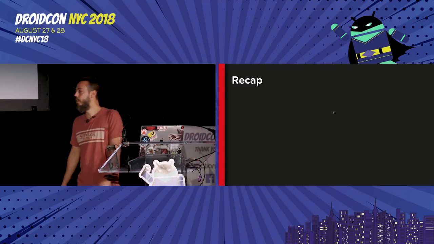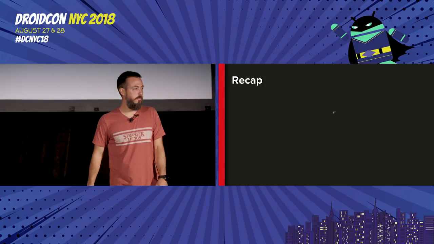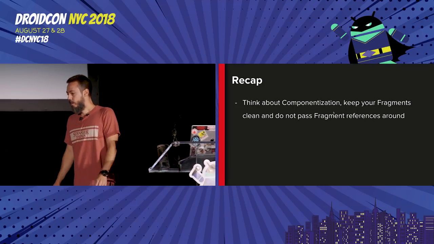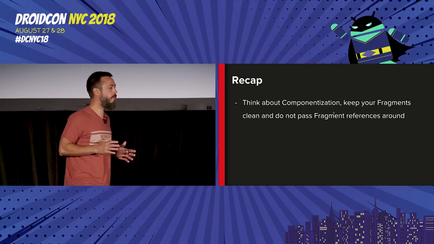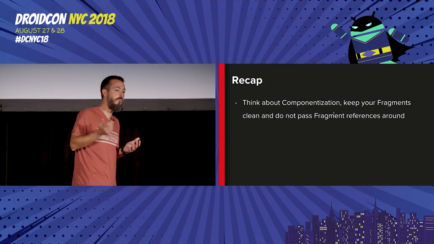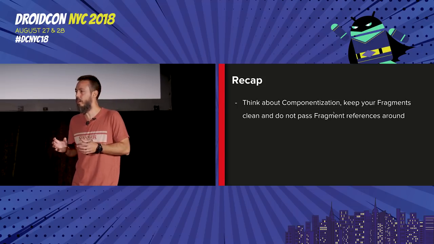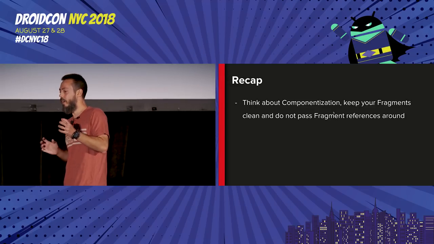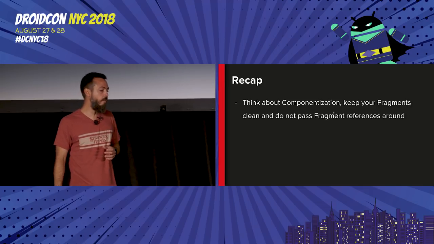Okay, let's recap. The takeaways that I have for you are, the first one is, do not pass fragment references around. That's very dangerous. So try to keep your fragments clean and put the business logic, at least the UI business logic, where it belongs. Think about componentization. Think about breaking your UI into small pieces and try to make these things fit together, isolating the code. That will prevent a lot of complexity.